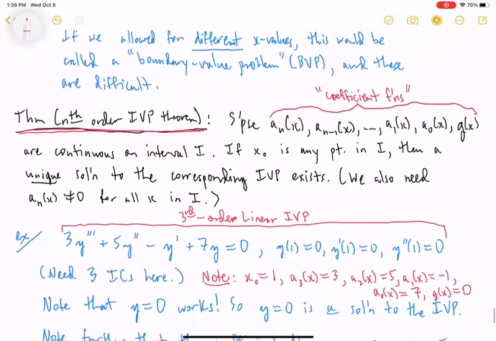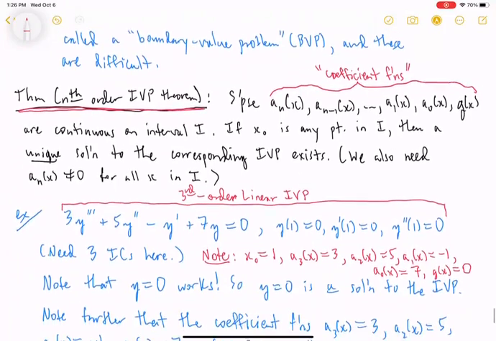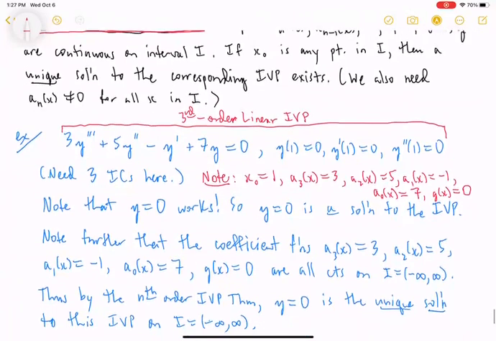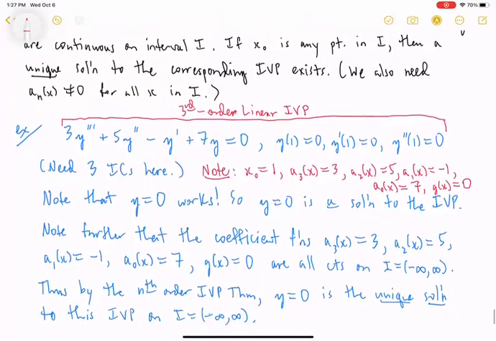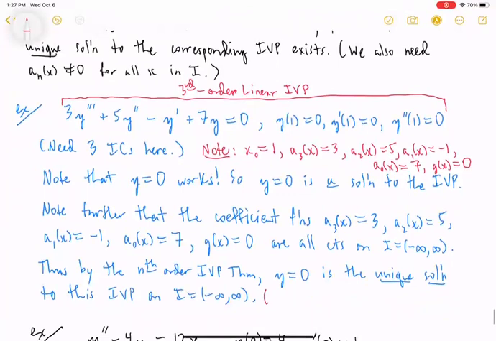Okay. Note that y equal to 0 works. So y equal to 0 is a solution to the IVP. Further, the coefficient functions are all continuous on the interval -infinity to infinity. Thus, by the nth order IVP, y equal to 0 is the unique solution to this. Okay, let me just say right here also, A3 of x, what was A3 of x? This thing is different than 0 on I.